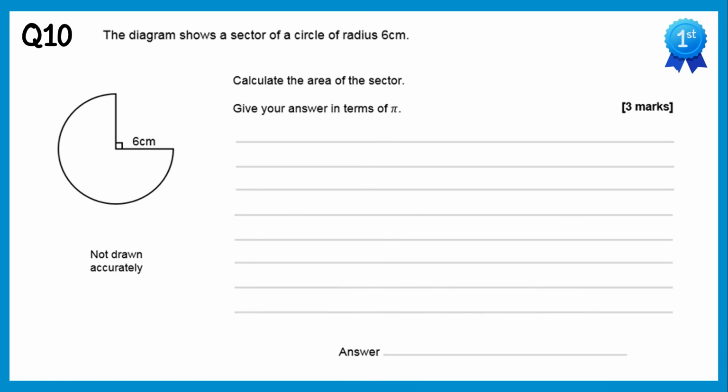For this question, we need to find the area of a sector. To do this, we're going to imagine first of all that it's not a sector, it's a whole circle. We'll use the formula for the area of a circle, which is pi r squared. The radius of this sector is 6, so it would be pi times 6 squared. 6 squared is 36, so that's 36 pi.